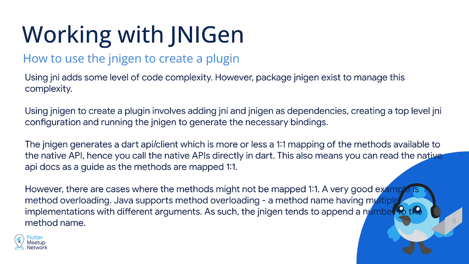So how does JNIGen attend to this? What JNIGen does is append a number to the method name. If the method, let's call it method A, has 4 different implementations, what JNIGen does is append a number to each of them. So when it generates method A, the first one is method A1, the second method A2, the third method A3, then method A4. So that's how this works. That way you can still follow your documentation.